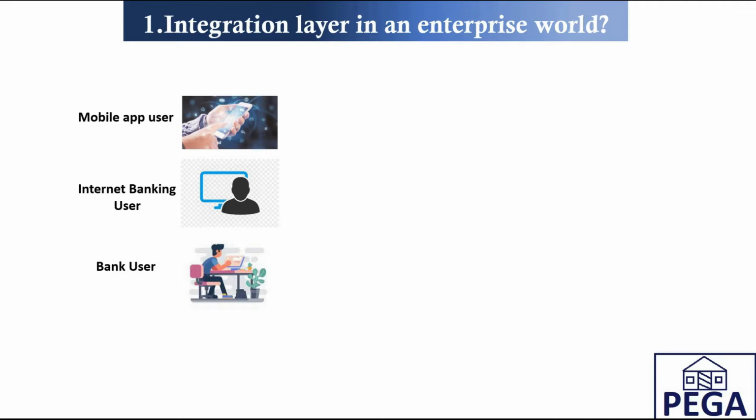So that means technically there are three different servers, three different technologies. Most likely the bank user will be working on a portal potentially developed in Java or .NET, and the internet banking user might be using a portal built in Pega or something, and then the mobile app user will be using an app developed in Android or iOS, right?